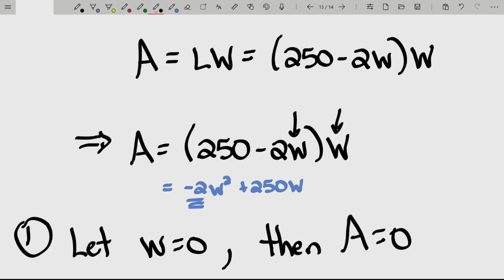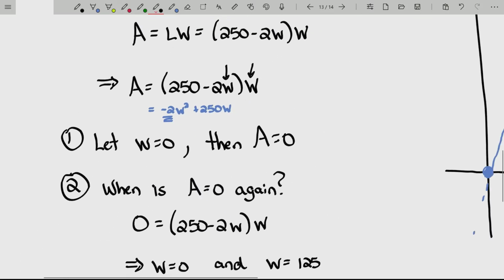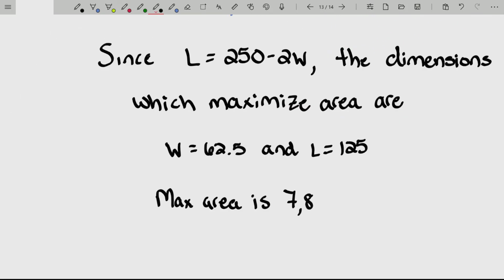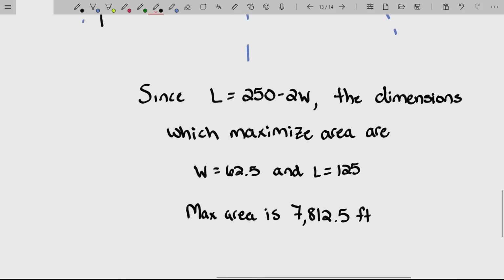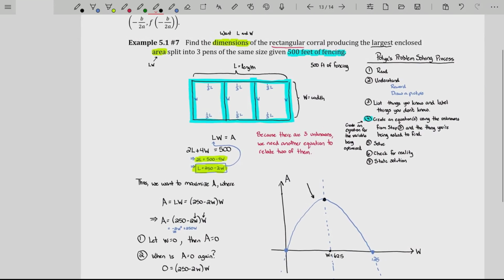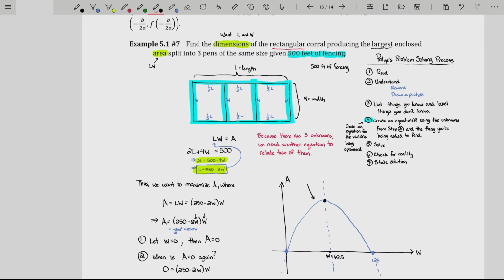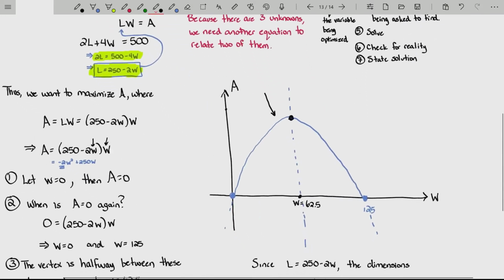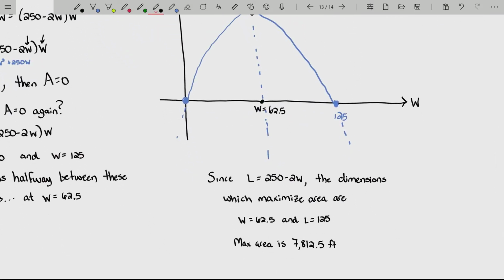So that'd be 250 minus twice 62.5, which is 250 minus 125, which is 125 times 62.5. So the maximum area, I'll write it down over here, 7,812.5. And I think we're in feet. I'm just going to assume we are, but I'll have to go and check. Nobody asked for that max area, by the way. Yeah, feet. We have 500 feet of fencing, so we're in the units of feet. That's how I maximize or optimize using quadratics.